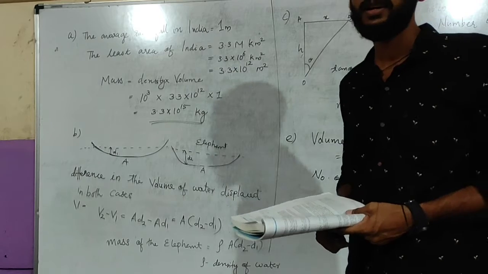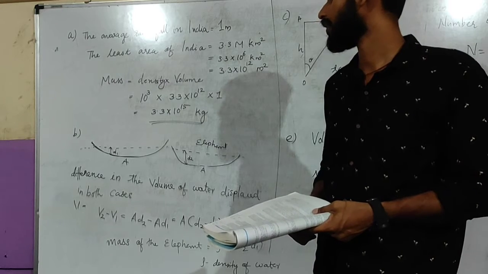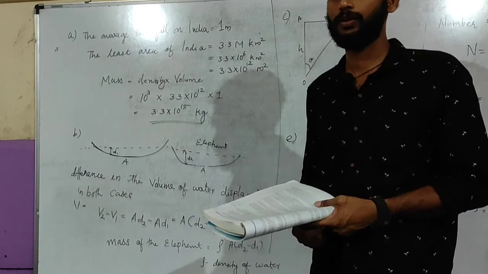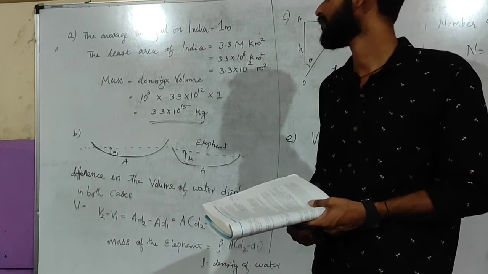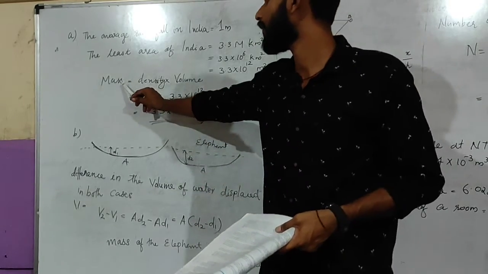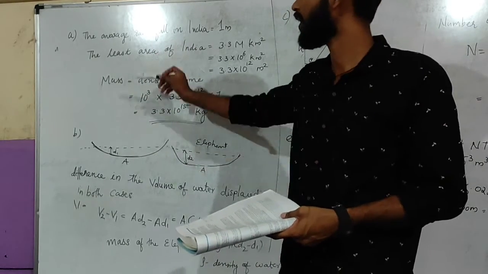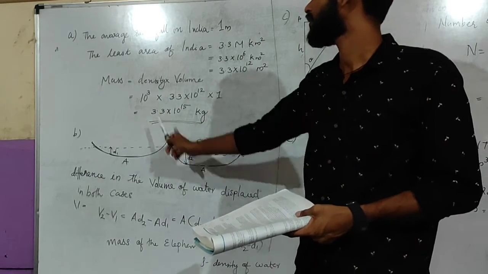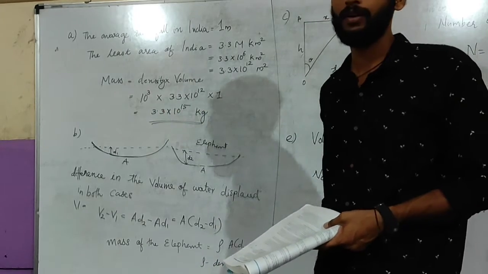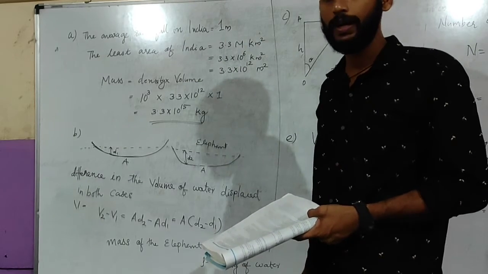Now you know that the density of water is 10 raised to 3 kilogram per meter cube. If you want to find the mass of the water, that means the mass of the rainfall, the overall rainfall that happened in the monsoon season in India, the mass of the rainfall is equal to density into volume. Volume is the area into the height.